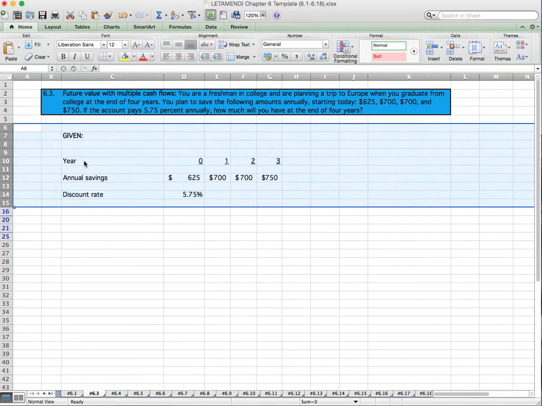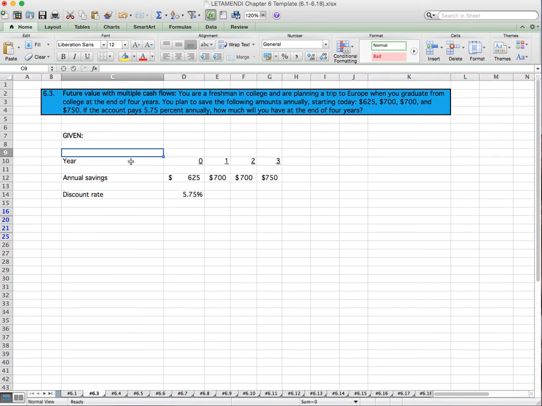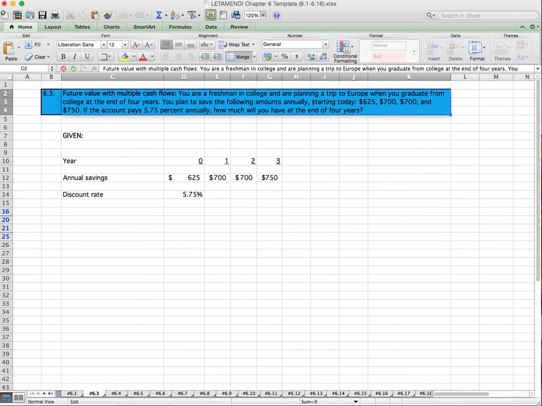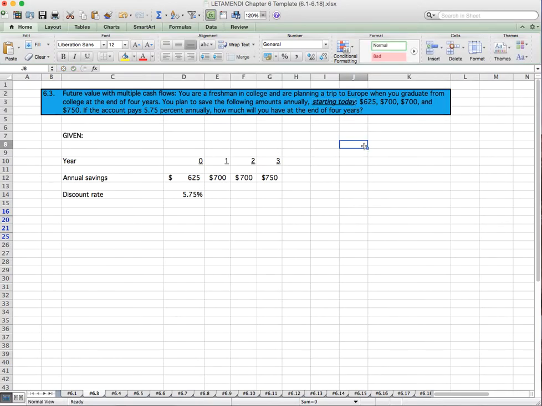So let's check. The first thing that we do is identify the given. We have our years, right? There's a key phrase here that you have to look out for when you're doing your homework or when you're taking the test. It says starting today. So this means that it's money out year 0, 625, not after the first year, then you pay 625. And that matters. That makes a very big difference in how you approach the problem. All right. So year 0, you're out 625. Year 1, 700. Year 2, 700. Year 3, 750. Okay.